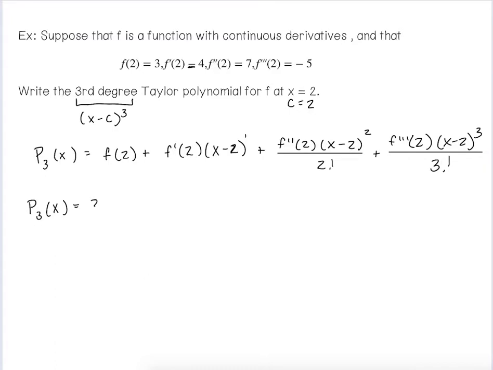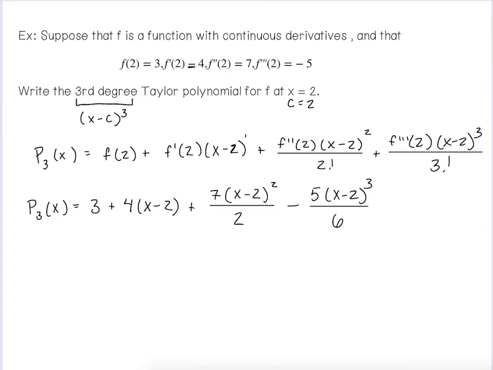So f of 2 is 3. f prime of 2 is 4, so we get 4 times x minus 2. f double prime is 7 times x minus 2 squared. If you want, you can leave it as 2 factorial, or 2 factorial is 2 times 1, so that's 2. Normally it would be a plus, but in this case the third derivative at 2 is negative, so I'm going to put negative 5 times x minus 2 cubed all over 3 factorial, but that is just 3 times 2 times 1, or 6. And that's it. That's our Taylor polynomial. Pretty easy, especially because they gave us all the values. Obviously, you know how to take derivatives and plug in numbers, so you can evaluate for those values as well.